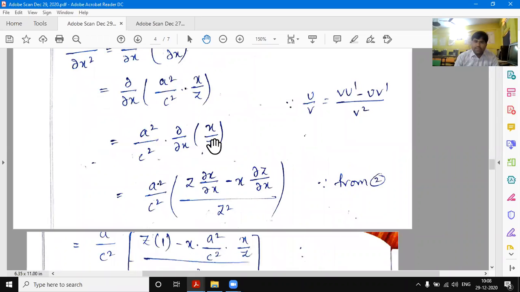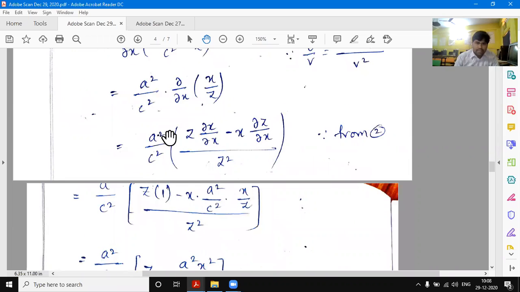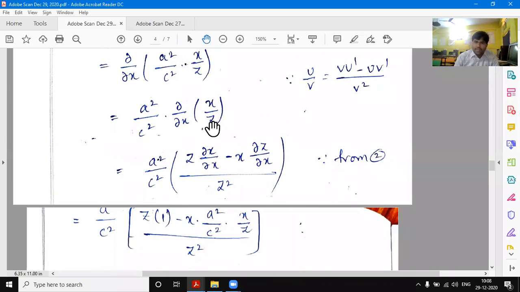So it is u by v. So use the u by v formula. That is a square by c square into z value, z into dou x by dou x minus x into dou z by dou x, divided by z square. Here x is u and z is v. So dou x by dou x.